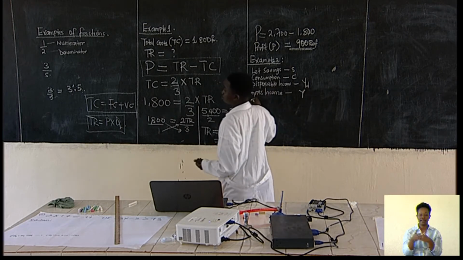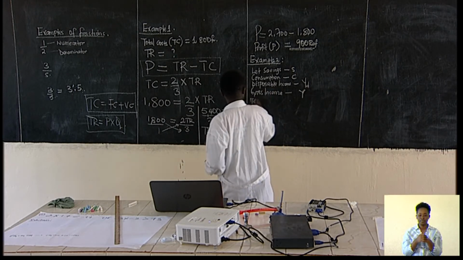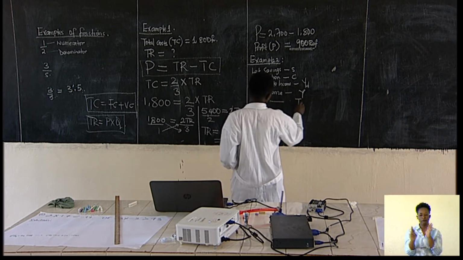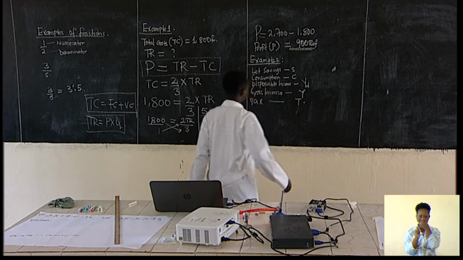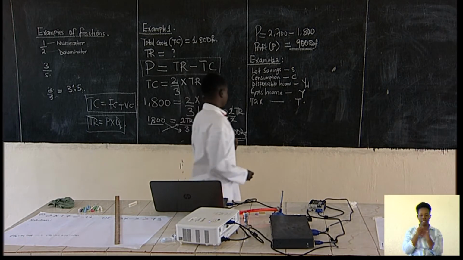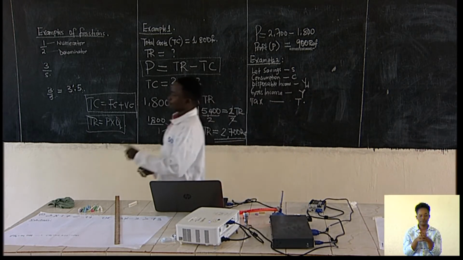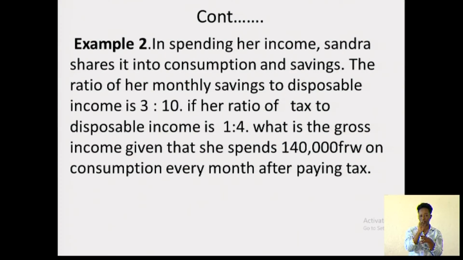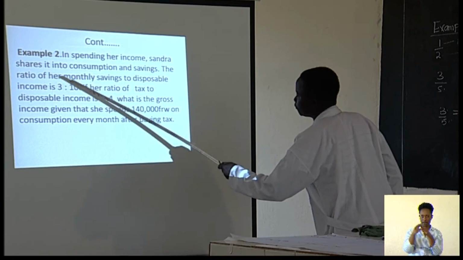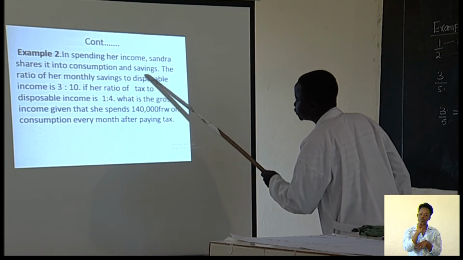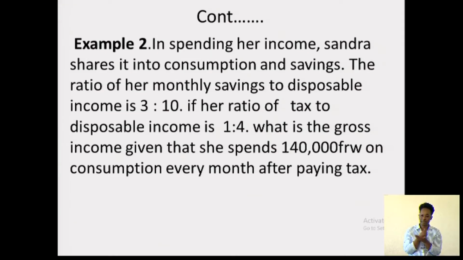Then we can also let the tax be represented by T. These initials can help us to analyze our question very well. So, if we go back to this statement, the ratio of her monthly savings to disposable income. So how do you go about this?